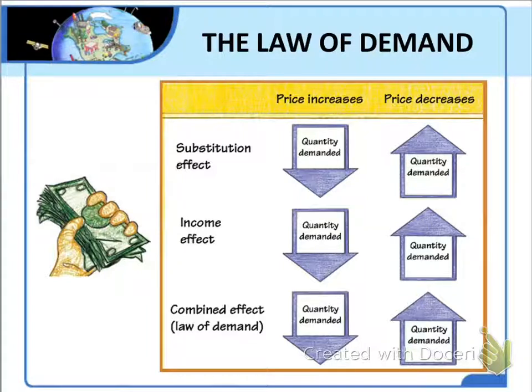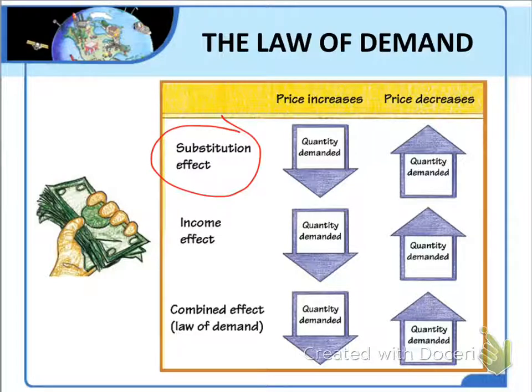This figure right here summarizes how each effect works when the price of a normal good rises or falls, and how the two effects combine to help explain the law of demand. When the price of a good rises, consumers tend to switch away from that good and buy more of other goods that have become relatively less expensive. This, of course, is known as the substitution effect.